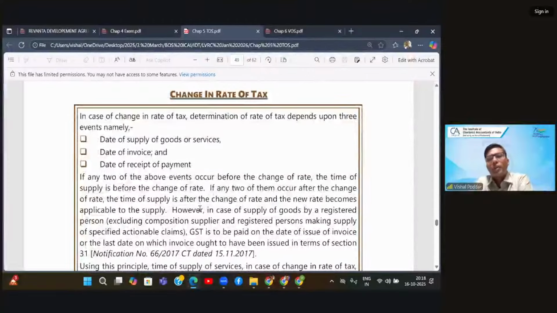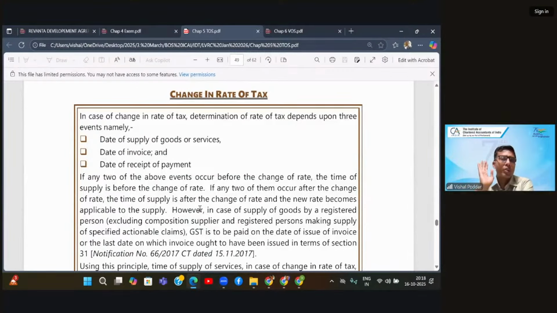And then the last point in this chapter is what will happen where a change in rate of tax has happened. This is provided in section 14. So 12 and 13 is the regular time of supply. 14 is the change in rate. Now this is best applicable now because from 22nd of September, majority goods rates have changed. Now in this scenario, this section 14 comes into picture.